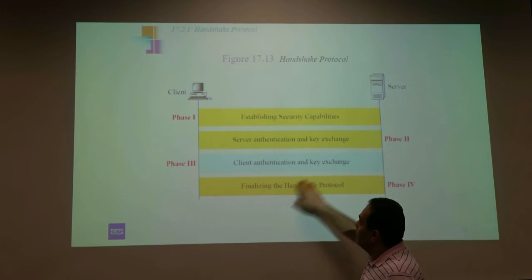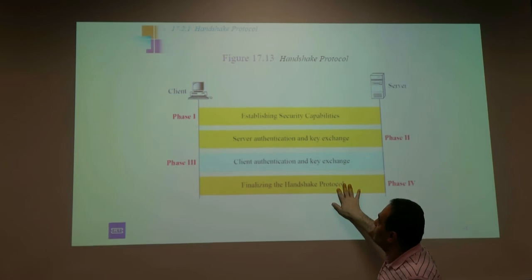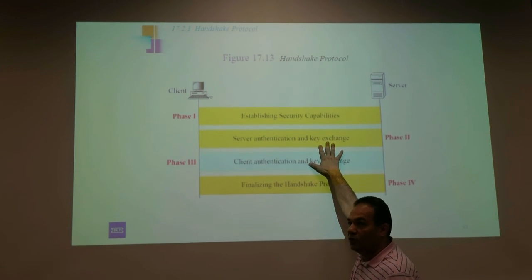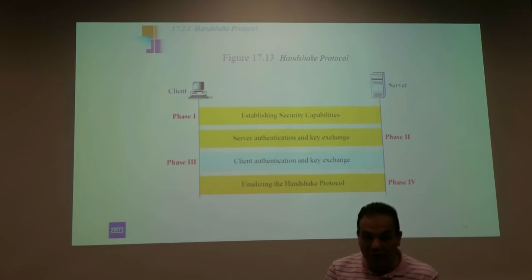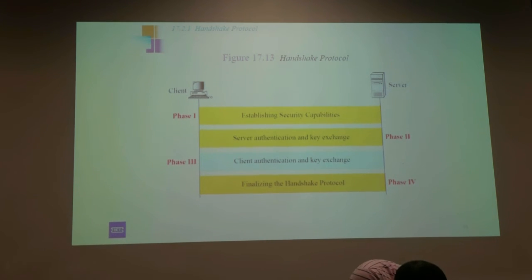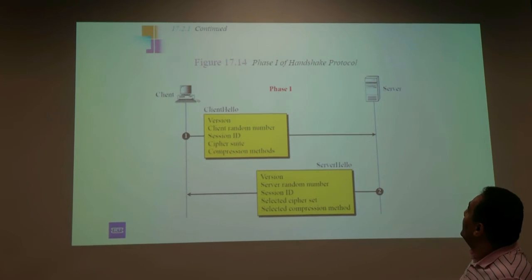Then after that, finalizing the Handshake Protocol. 4 phases. We establish the security capabilities, the authentication, key exchange, and then the final thing, which is part of the exchange. So let's take a quick look at phase 1.